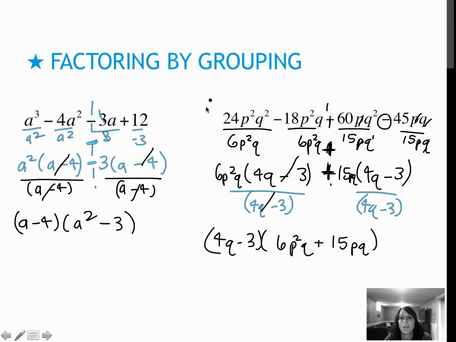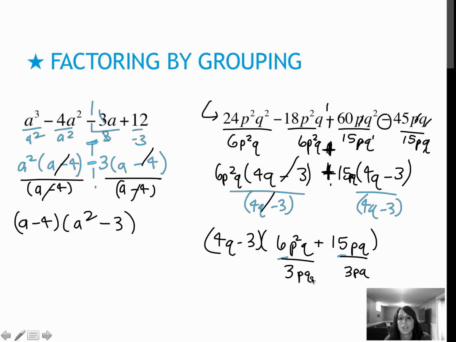Looking back at the beginning, I see that I missed that all four terms actually had a common factor, and it became obvious to me in this step, because if you'll notice, 6 and 15 have a common factor of 3. So now I'm going to take a 3 out of both of these, and also a p, and also a q.